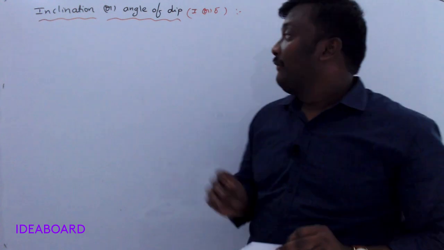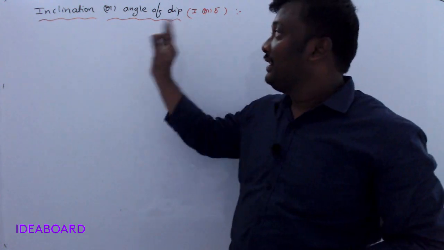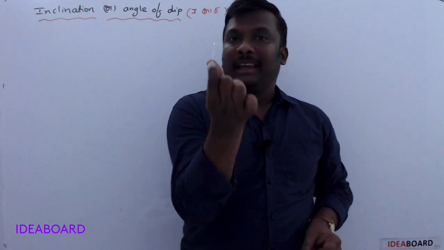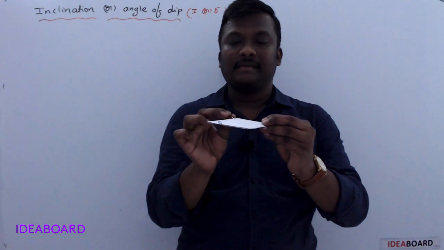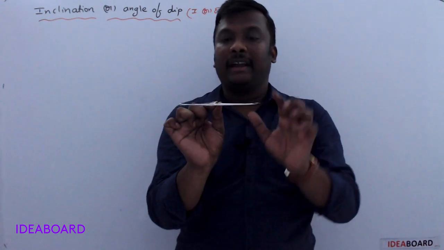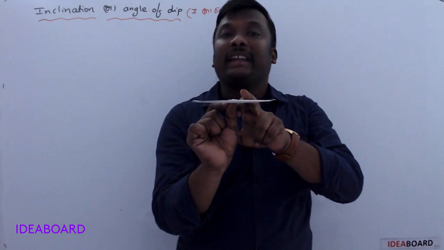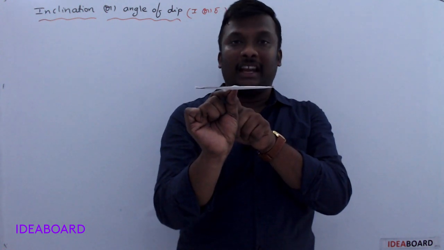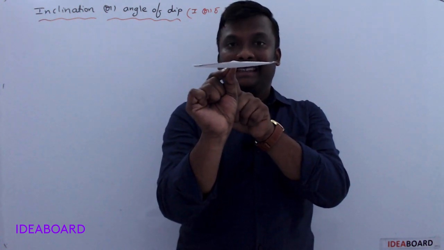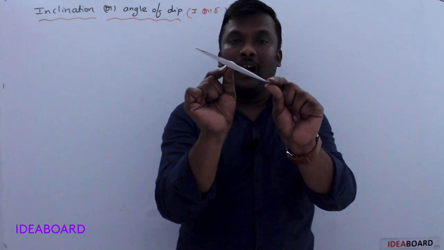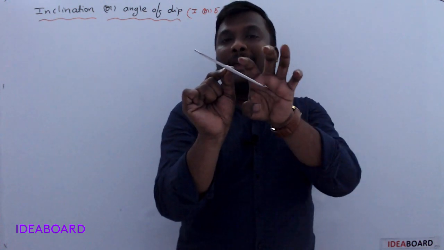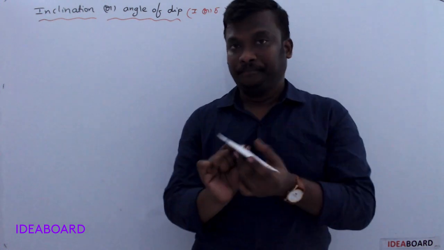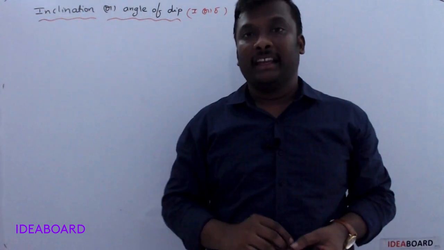This angle with the horizontal direction is called the inclination. One more time, the pin is on the horizontal axis, and the compass is in the vertical plane. If you place the compass like this, then the north pole or south pole makes a certain angle with the horizontal direction. That angle is called the angle of dip or inclination.